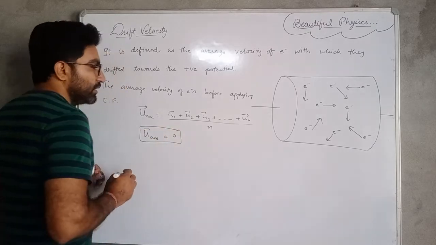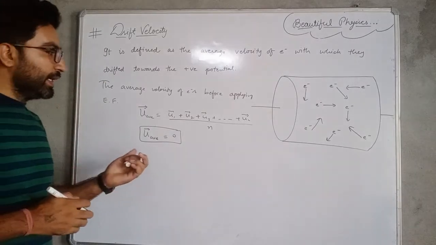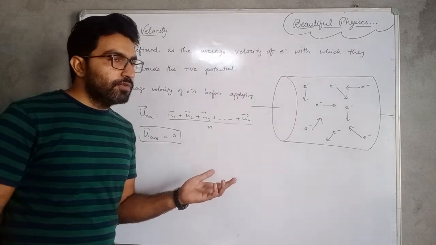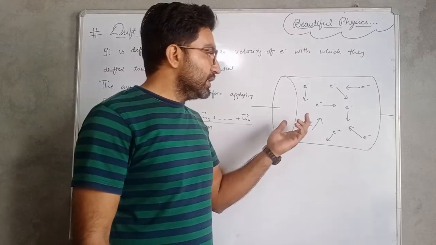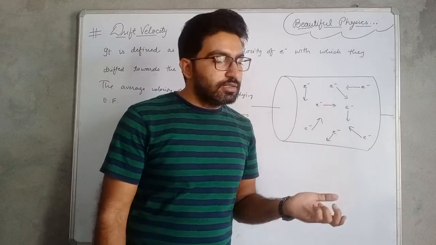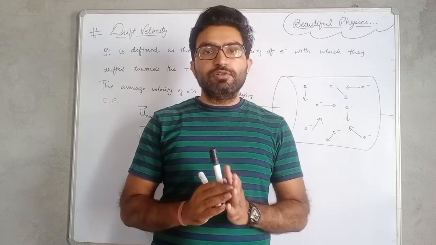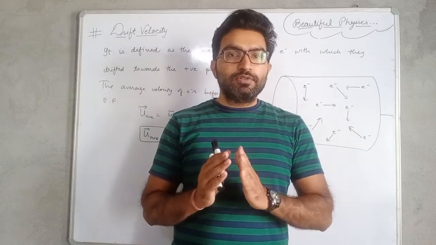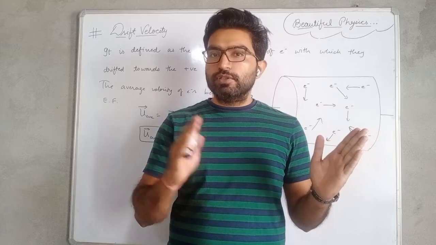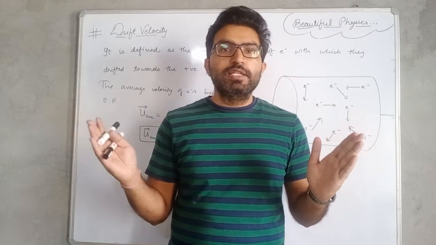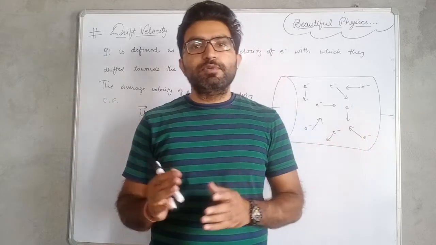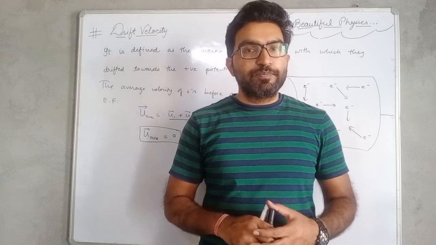Okay, so this is a thing we have to keep in mind, that the average velocity before the application of electric field is 0, because all the velocity acquired by the electrons is due to thermal energy, and due to thermal energy, when one electron is going towards this side, then another one is going towards this side with the same velocity but in the opposite direction. So the velocity components are going to cancel out each other.